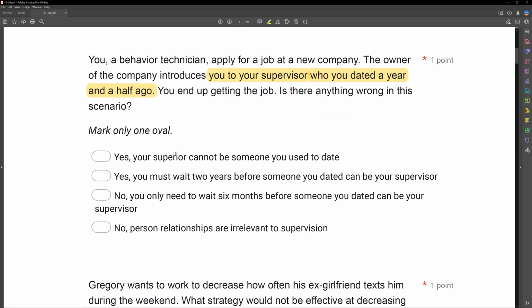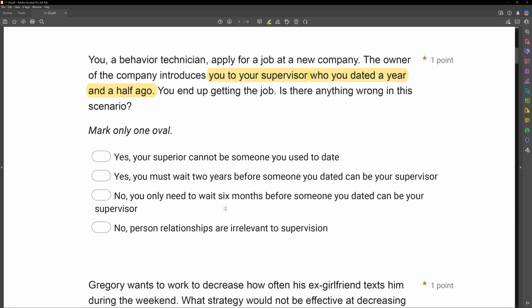A, yes, there's something wrong. Your superior cannot be someone you used to date. That is incorrect. Okay, you can have a boss and a supervisor who you used to date. B, yes, there is something wrong. You must wait 2 years before someone you dated can be your supervisor. Not your supervisor. You must wait 2 years before dating clients or stakeholders.